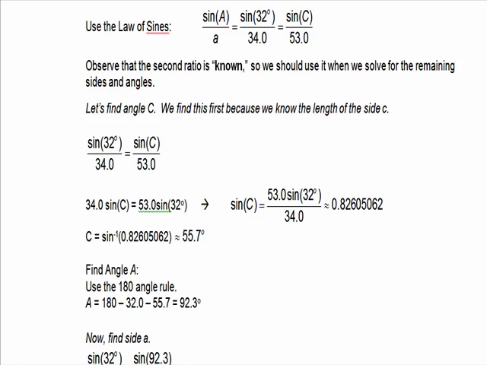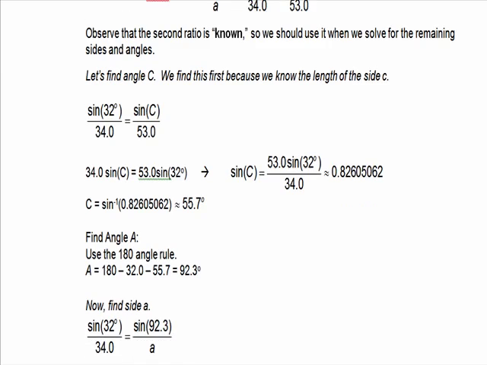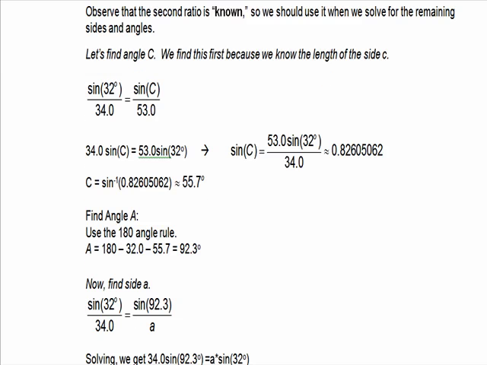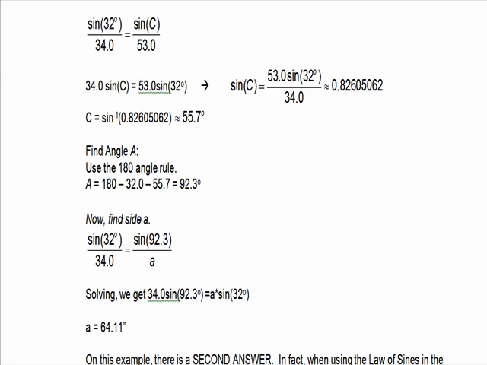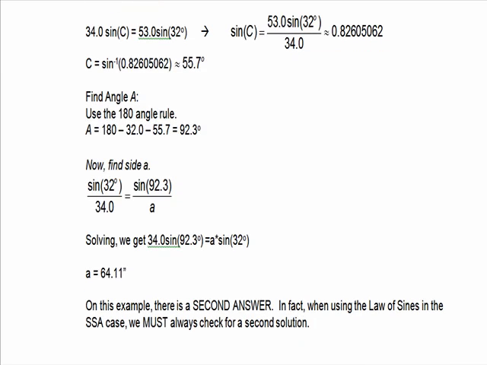Using this, I can then find angle A, because now I know two angles, using my 180 degree angle rule, and I learn that angle A is 92.3 degrees. Now that I know that, I can go back and find side A. So when I do that, I have sine of 32 over 34, again, go back to the information they originally gave me, equals sine of 92.3 divided by A, and if I cross multiply, I end up getting 34 multiplied by sine 92.3 degrees equals A times the sine of 32 degrees, and when I solve, I get A is 64.11.